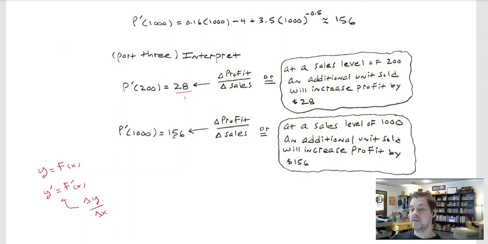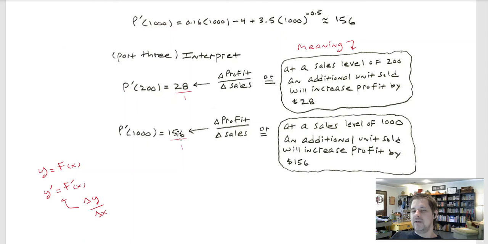All right. And then this one, P prime of 1,000 is 156. If sales increase by 1, profit increases by 156 at a sales level of 1,000. So at a sales level of 1,000, an additional unit sold will increase profit by $156. So two things I noticed about this. Here is the interpretation. This is the meaning. And if we are going to learn math to study economics, then we'll have to know what the numbers mean.